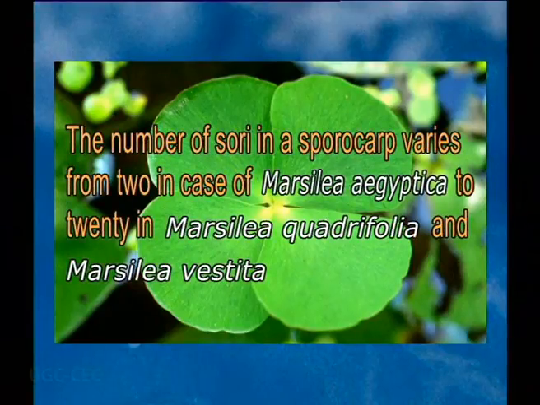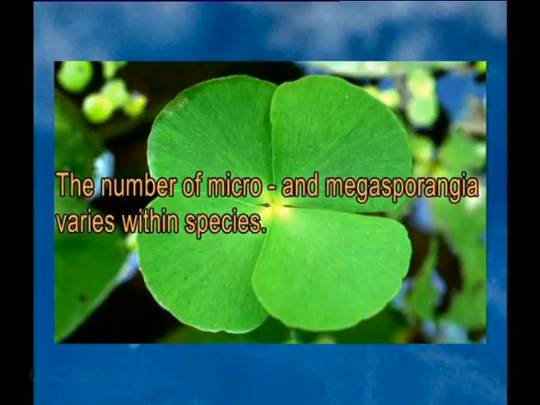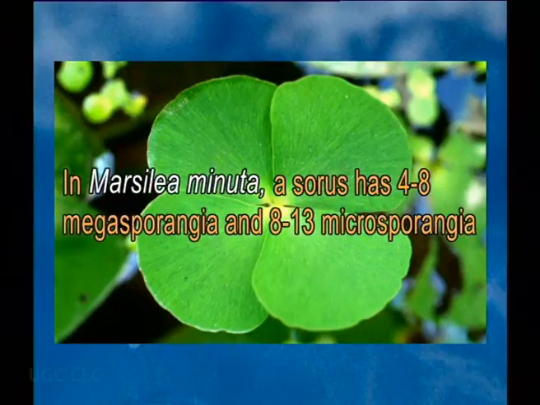The number of sori in a sporocarp varies from 2 in Marsilea aegyptiaca to 20 in Marsilea quadrifolia and Marsilea vestita. The number of micro and megasporangia varies within species. In Marsilea minuta, a sorus has 4 to 8 megasporangia and 8 to 13 microsporangia.